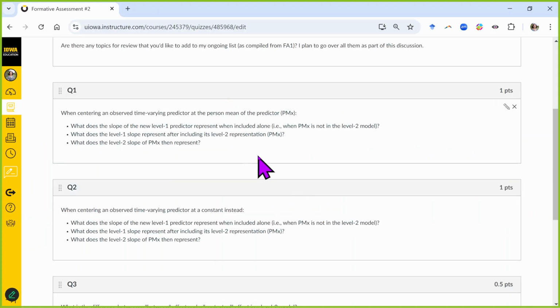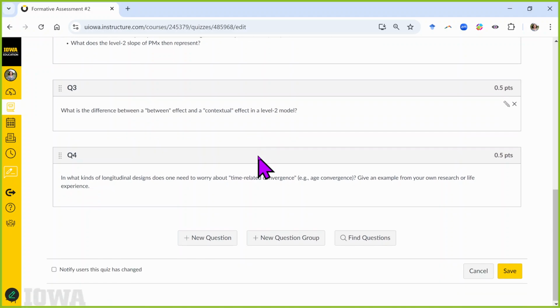Let's see. We got that one and that one. Last one. In what kind of longitudinal designs do we need to worry about time-related convergence? Please give me an example. And I warned a couple people that I was going to call on them, and they're not here. But I warned the rest of you too that are here. So I know Hillary had a question about this, I think, with respect to the data you want to analyze, and Kendall did as well, perhaps, or you had an example. So what are your examples? Who's willing to share? Or the concerns you have that's related to this topic? Take your pick.